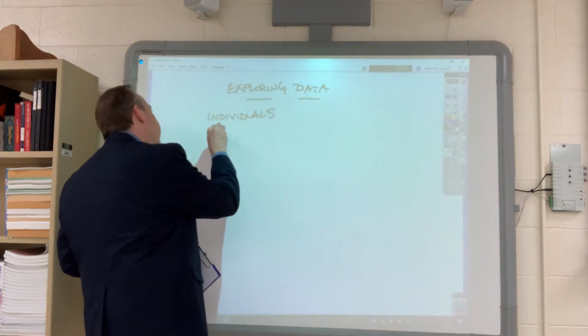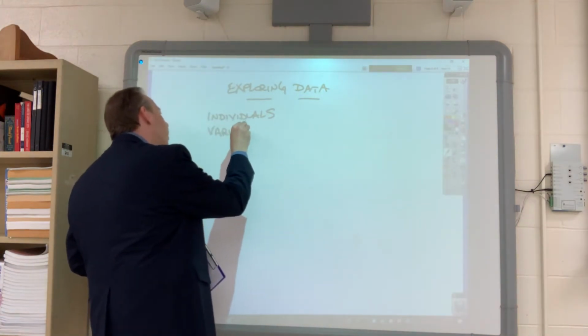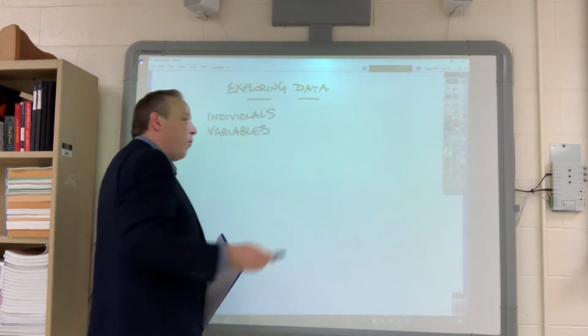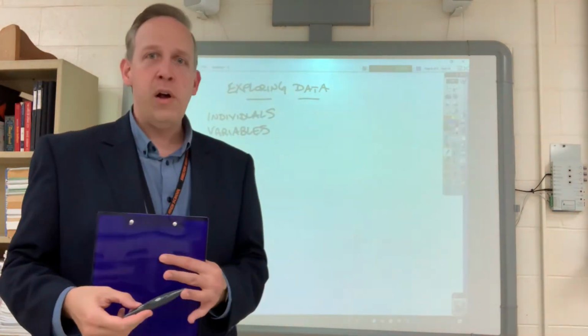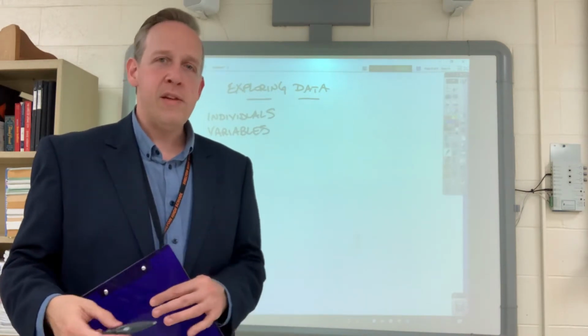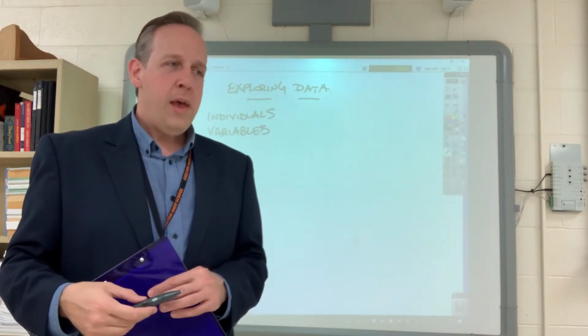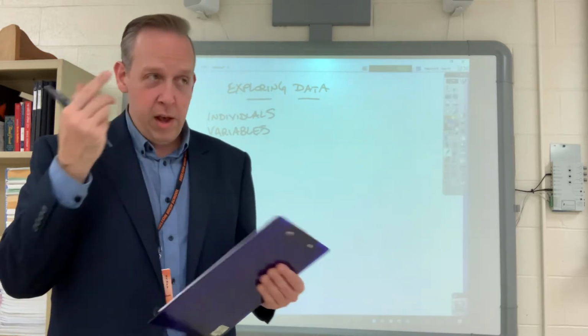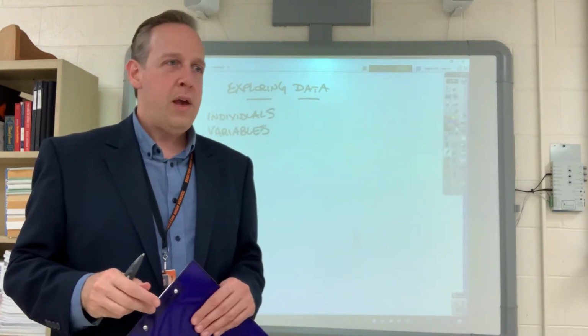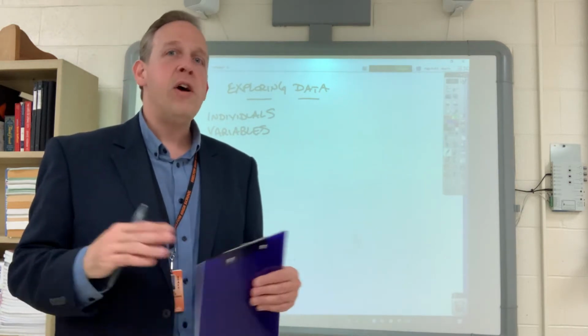The word variables, obviously a word you've heard before in algebra. It's not quite the same though. In algebra, a variable is an unknown quantity. We call it x, and then we try to solve for it. In statistics, that's not the case. A variable is pretty much any characteristic, and there can be one in a problem, there could be dozens of variables in a problem.